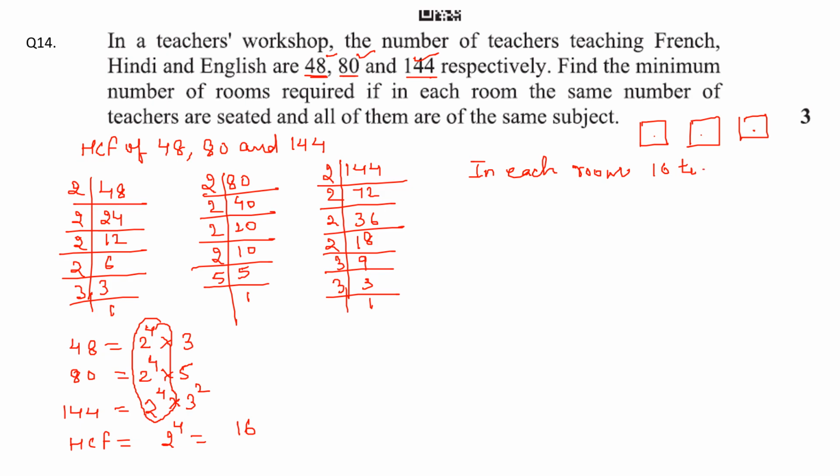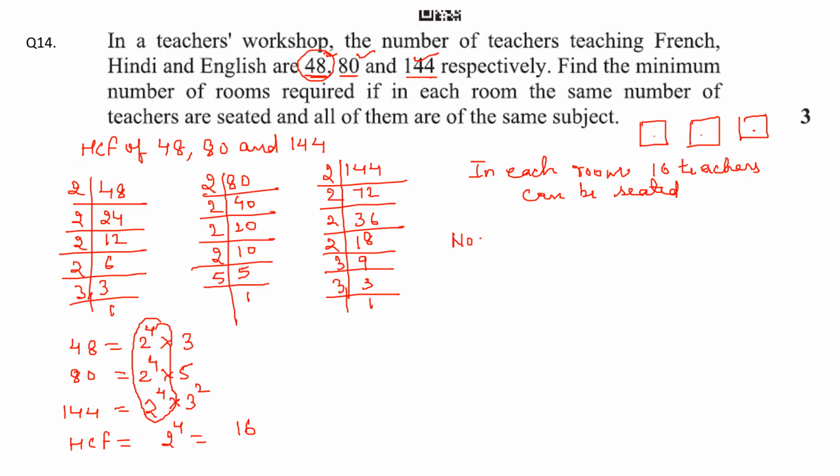Now you have to find total how many rooms are required. So for that, what we have to do, now first 48. French teachers are 48. Now in one room 16 teachers. So to make the arrangement for 48 teachers, what we have to do? We have to divide 48 by 16. So we will get 3. So it means to do the seating arrangement for 48 French teachers, we need 3 rooms, isn't it? 16, 16, 16. And 16 into 3 is 48.